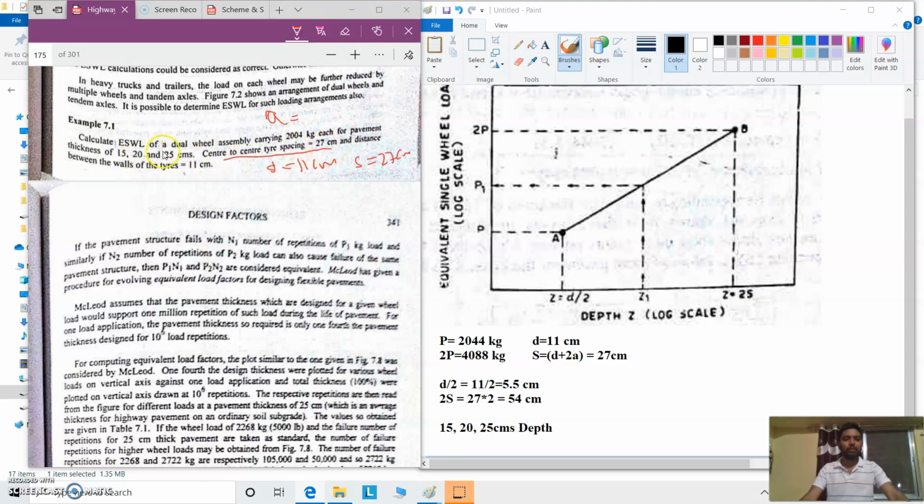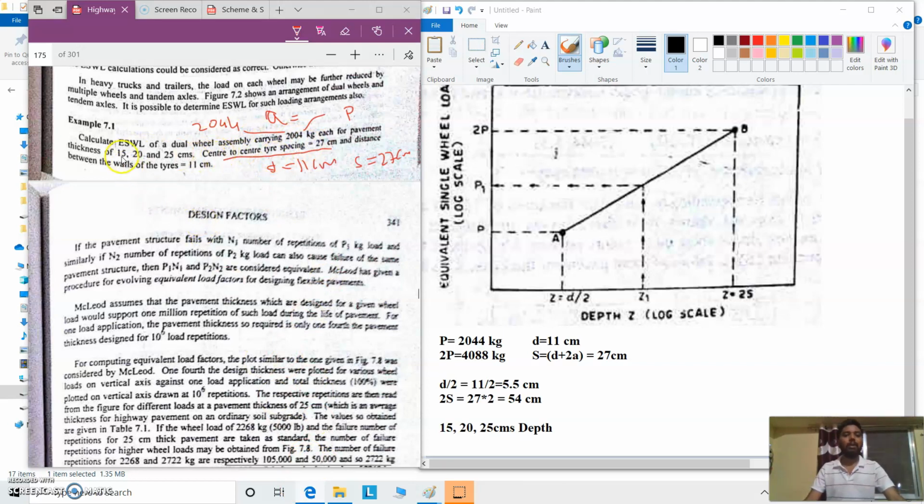And for the equivalent single wheel load for the dual assembly, the total load P is given as 2044 kg, because I have already written here 2044 kgs. Let us consider the load of 2044 kgs, right? So this much is given in this equation.